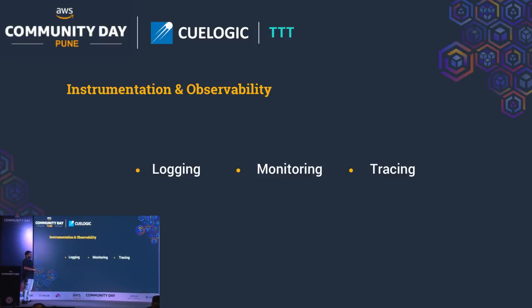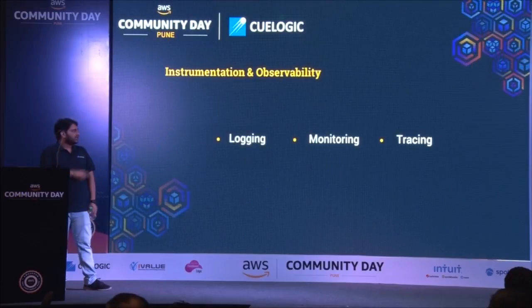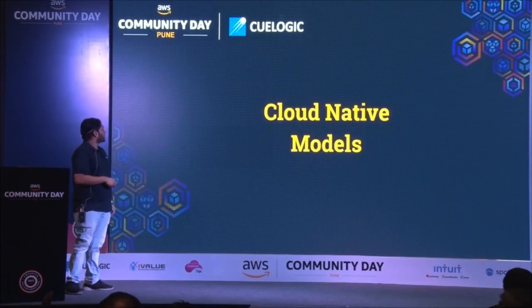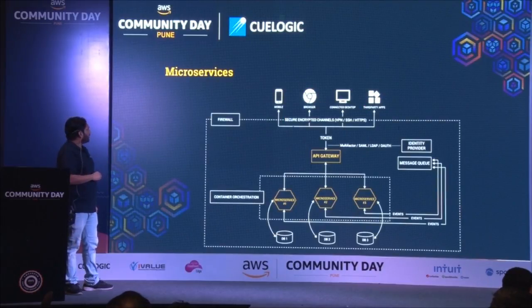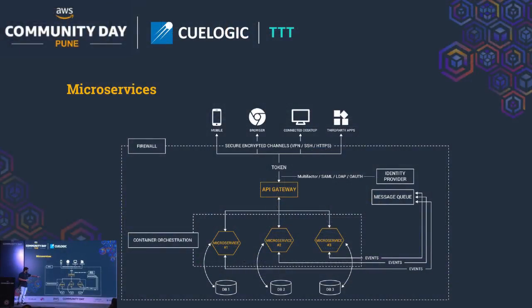From an instrumentation and observability standpoint, it's very vital, again, because it's a dynamic environment and you have no control over where it is running. Logging, monitoring, and tracing, especially distributed tracing, right? Because you want to trace it across your microservices. So this is something which is really important to consider as well. Now I'll briefly go through 3 of the different cloud native models which are there. So microservices, we already spoke about microservices.